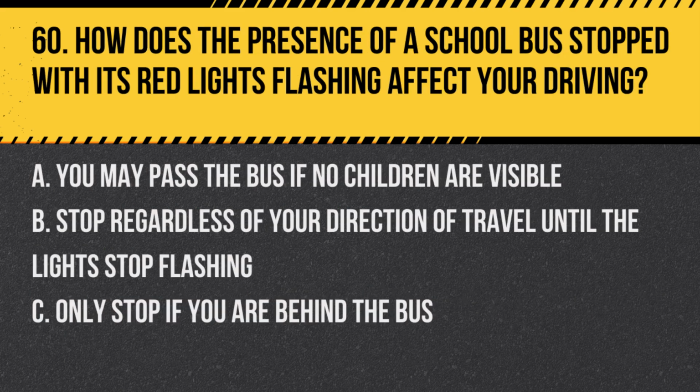Question 60. How does the presence of a school bus stopped with its red lights flashing affect your driving? A. You may pass the bus if no children are visible. B. Stop regardless of your direction of travel until the lights stop flashing. C. Only stop if you are behind the bus.